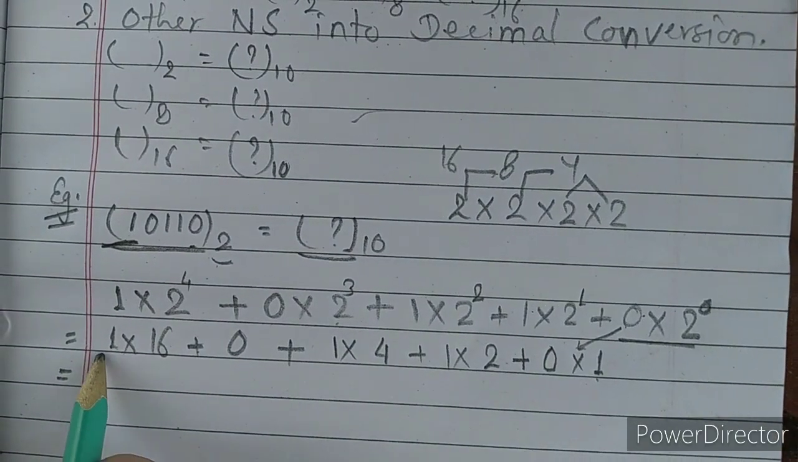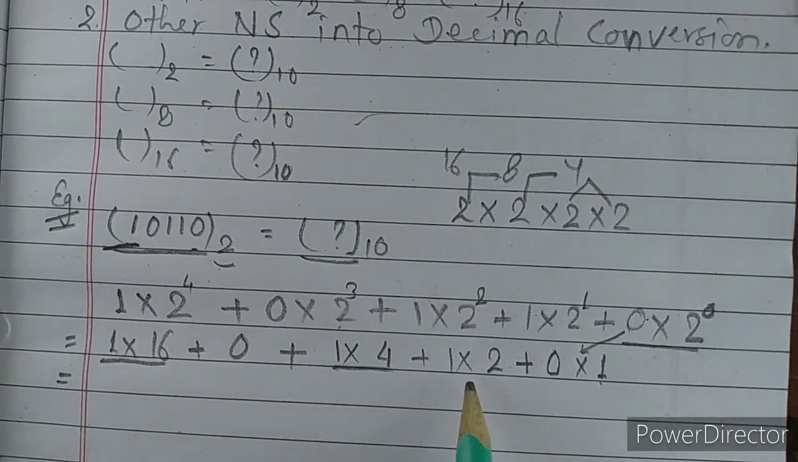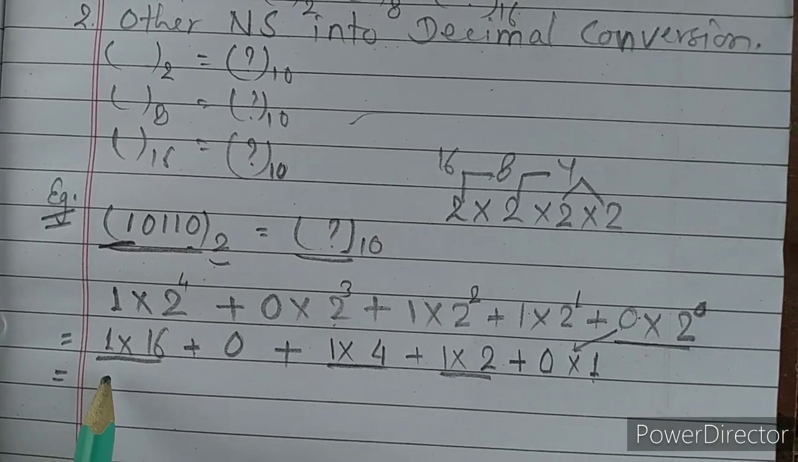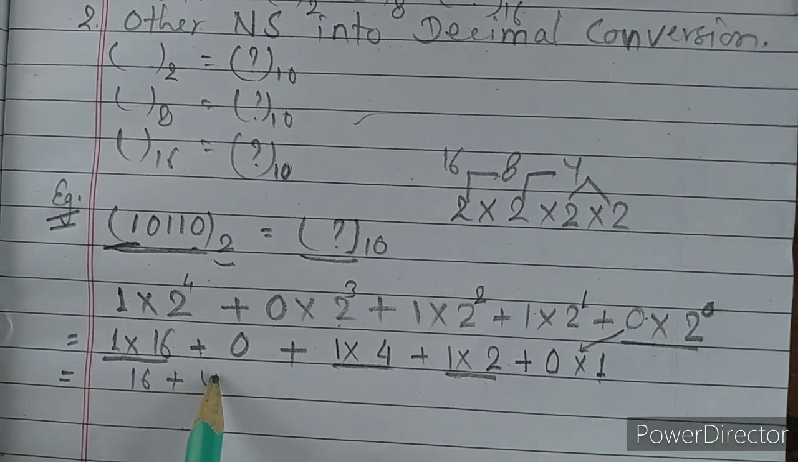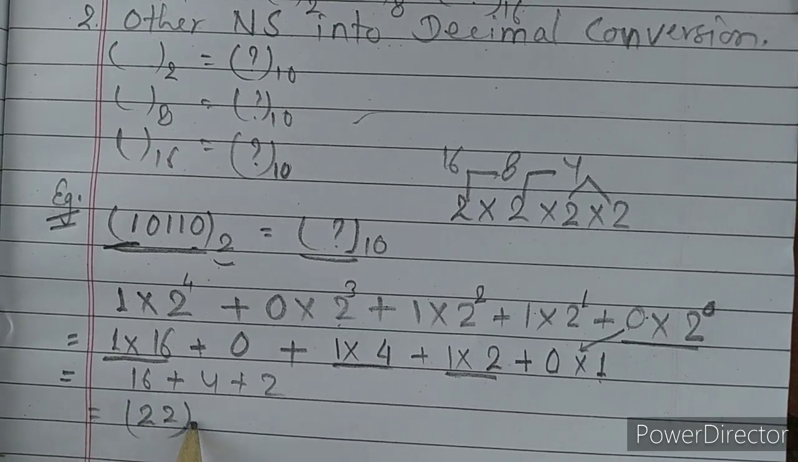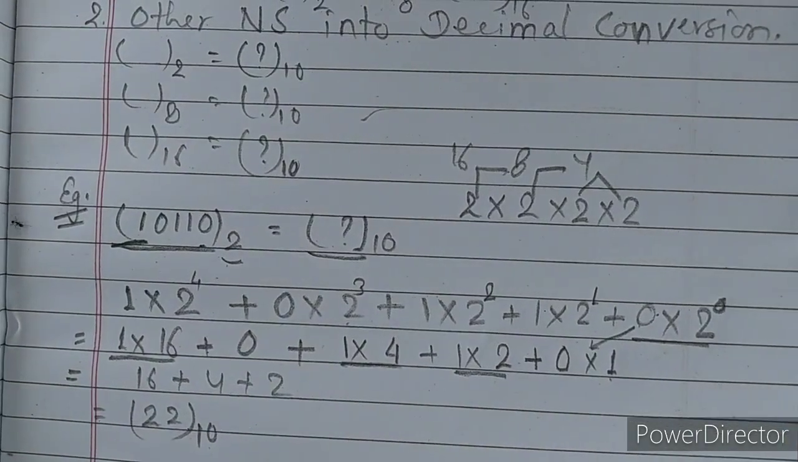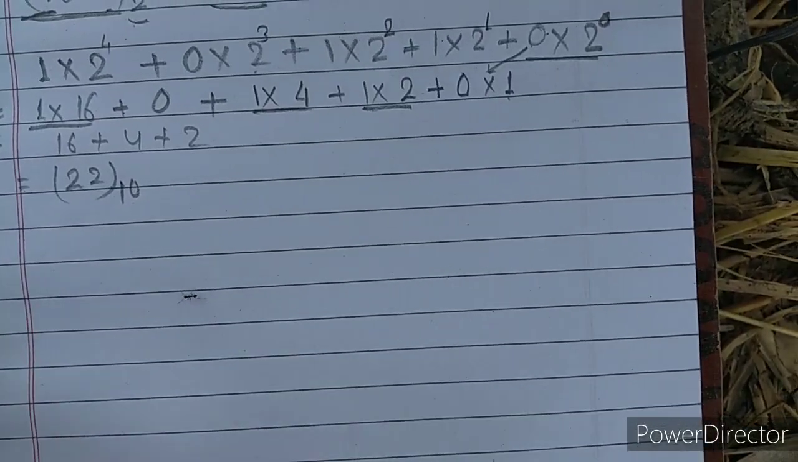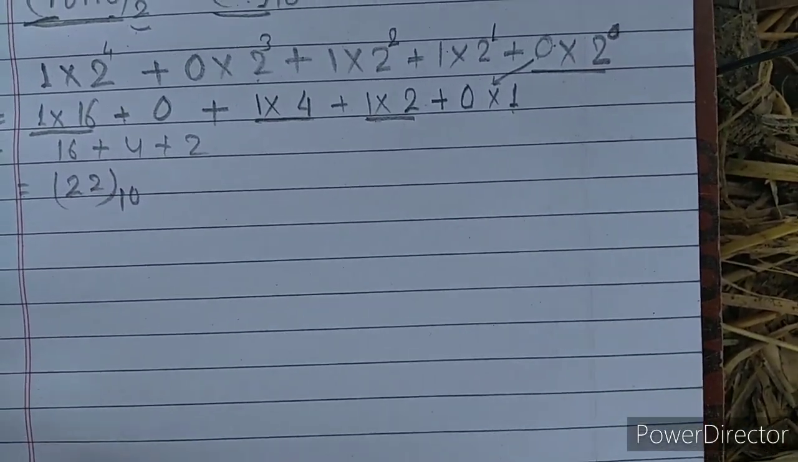Now, which terms are with 1? These are the numbers, so you can just add them. So 16 plus 4 plus 2 equals 22, which is the decimal number. This is how I calculated in the horizontal way.